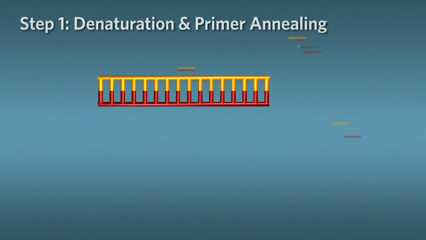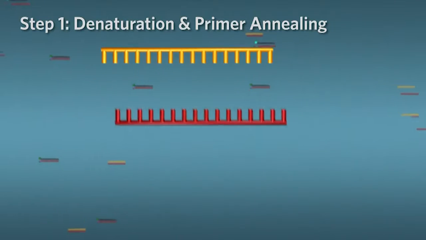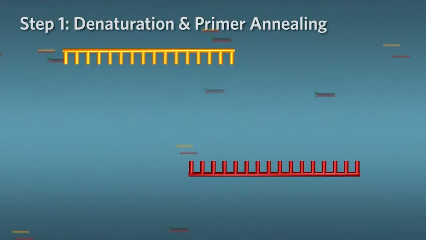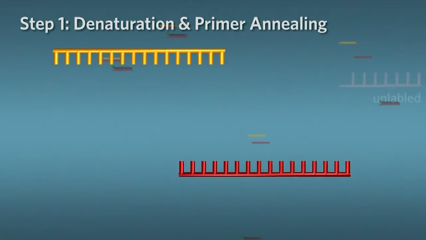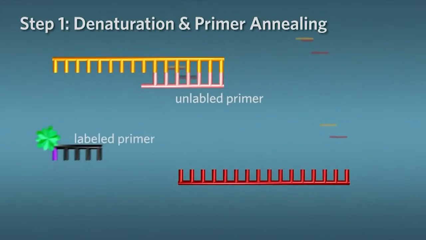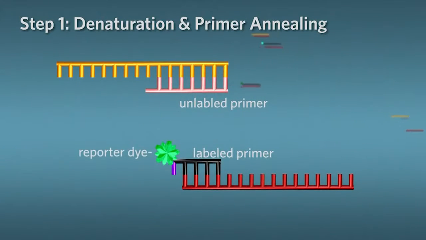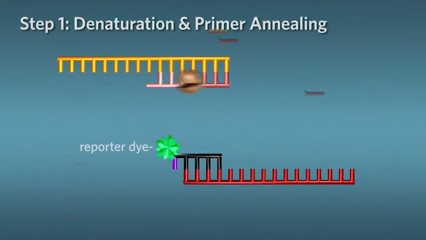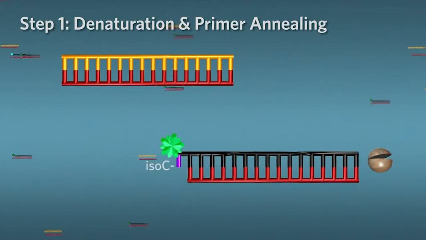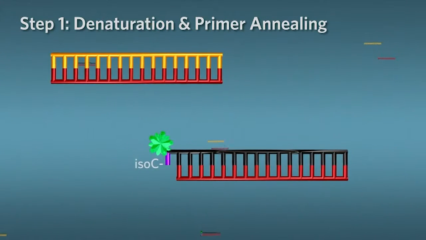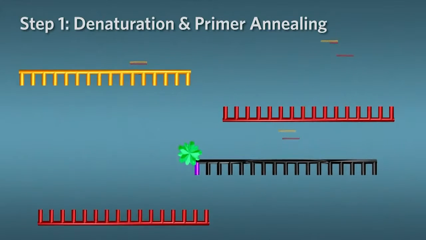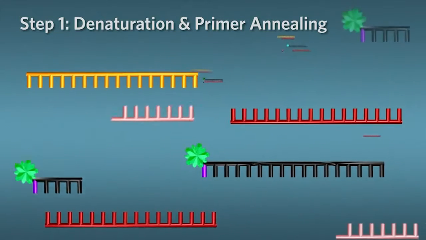During the denaturation phase of PCR, the strands separate. In the MultiCode RTx technology, one of the primers is unlabeled, and the other primer is labeled with a reporter dye. The labeled primer also contains a single MultiCode base ISO-C adjacent to the reporter dye. Unincorporated primers result in high initial fluorescence.